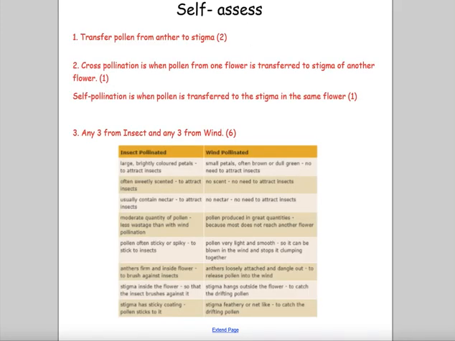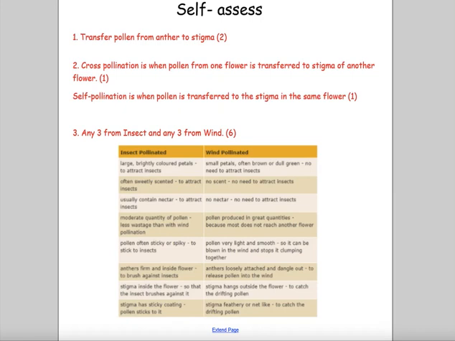Okay, so here are the 3 answers we were looking for. So number 1, it's the transfer of pollen from an anther to a stigma. Number 2, cross-pollination is when the pollen from an anther of one flower is transferred to the stigma of another flower, whereas self-pollination is when pollen is transferred to the stigma of the same flower.